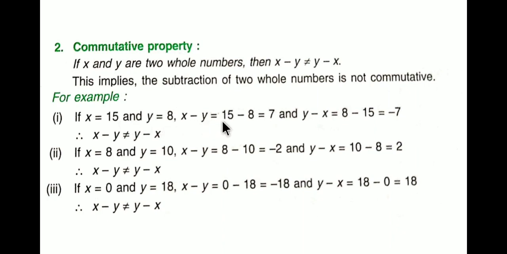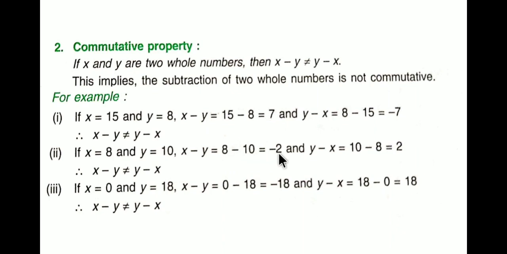15 and 8 are taken. When 15 minus 8 is done, we obtain 7. Similarly, if you take the same numbers and interchange them, that is 8 minus 15, then the result is minus 7. So here we can see in the first case it was 7 and in the second case we got minus 7. So we can say that here the commutative property is not followed.